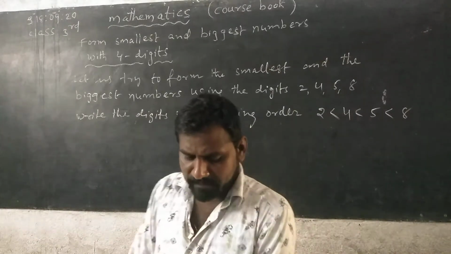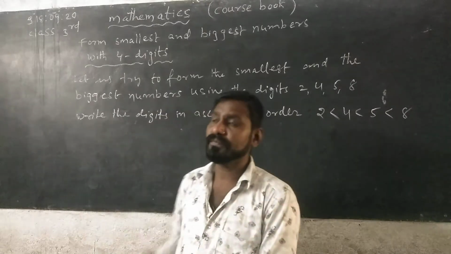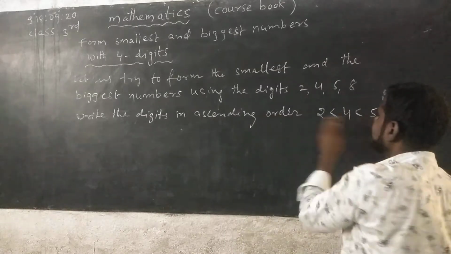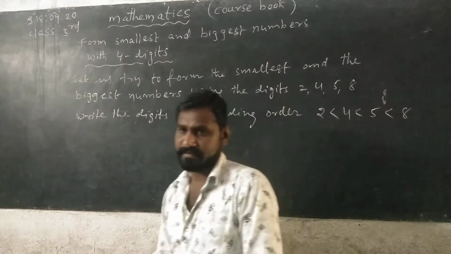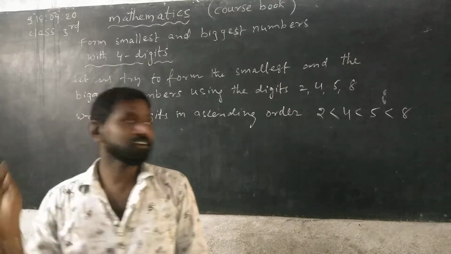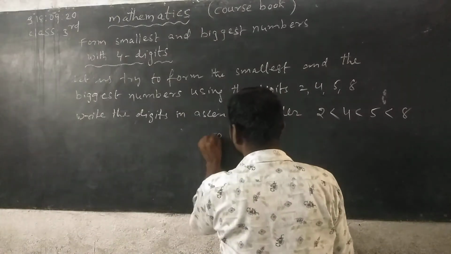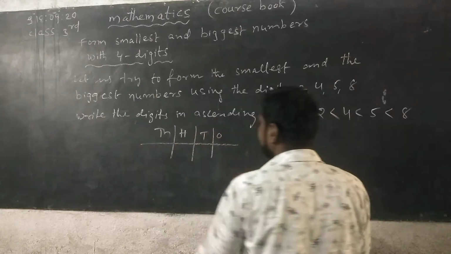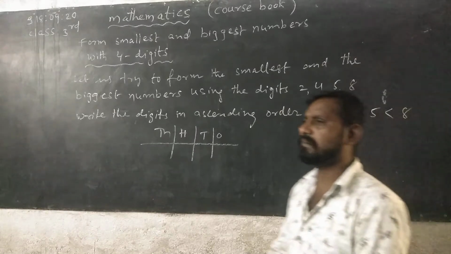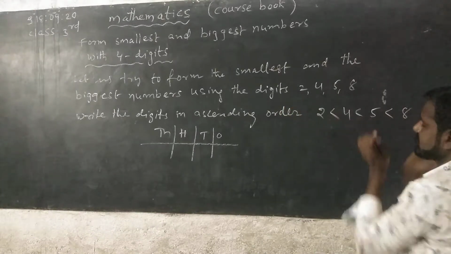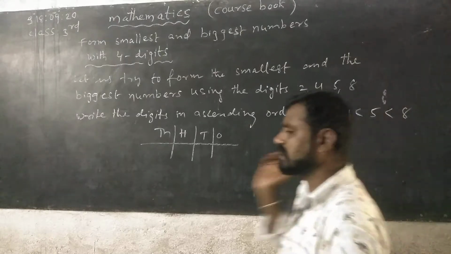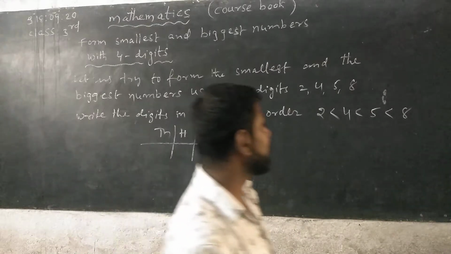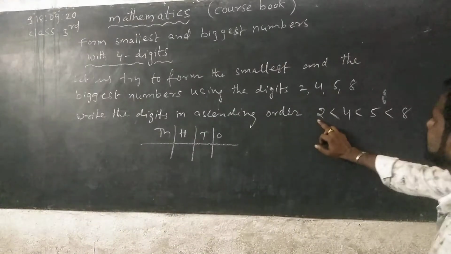Then, to form the smallest number with the above 4 digits, we should see that 4 digits means we have 4 places. Ones, tens, hundreds, thousands, you can write here. While writing the smallest 4-digit number, first of all you write the thousands place. So we select the smallest digit. The smallest digit here is 2.